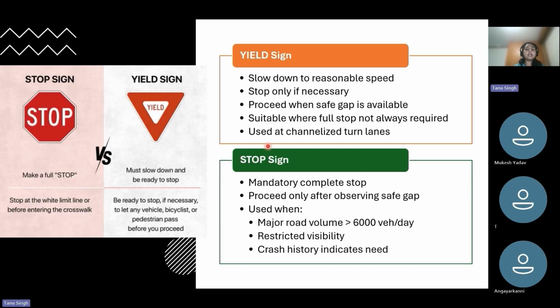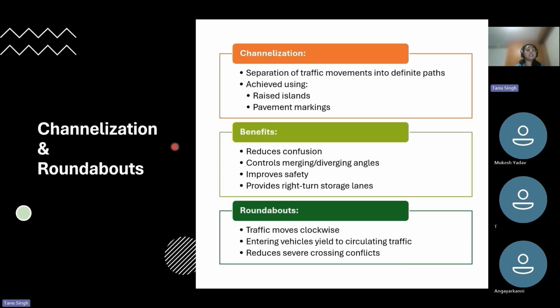On the other hand, the stop signs. Stop signs are generally used when the major road traffic volume exceeds about 6,000 vehicles per day, where sight distance is restricted, or where crash history indicates a safety problem. So yield means conditional stopping, and stop means compulsory stopping. Now coming to channelization and roundabouts.